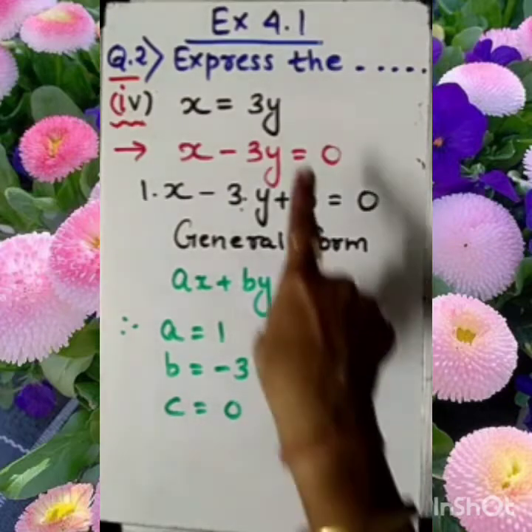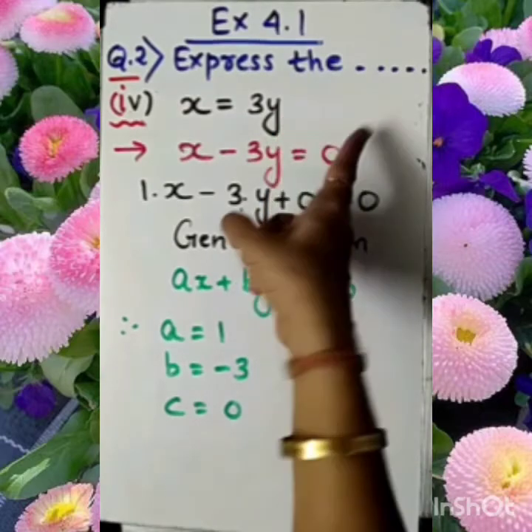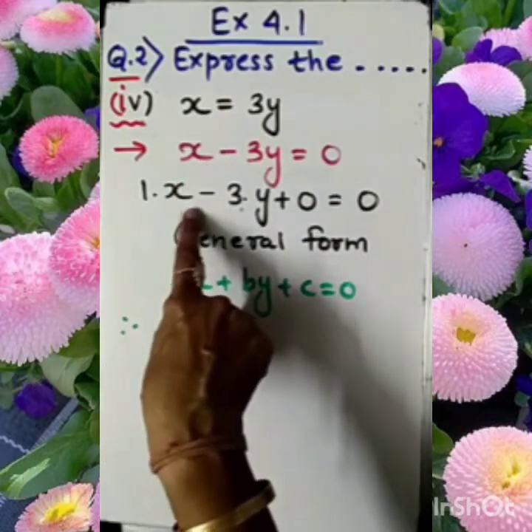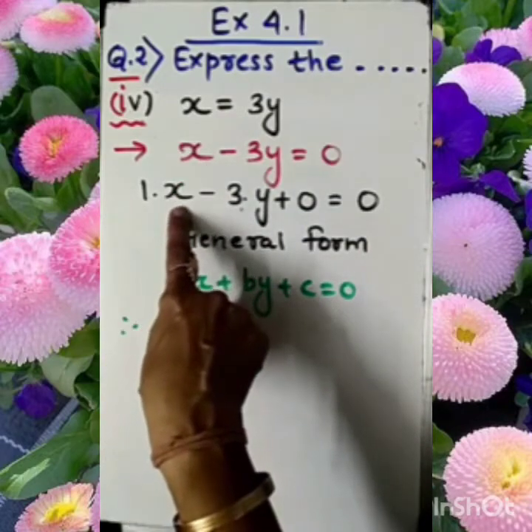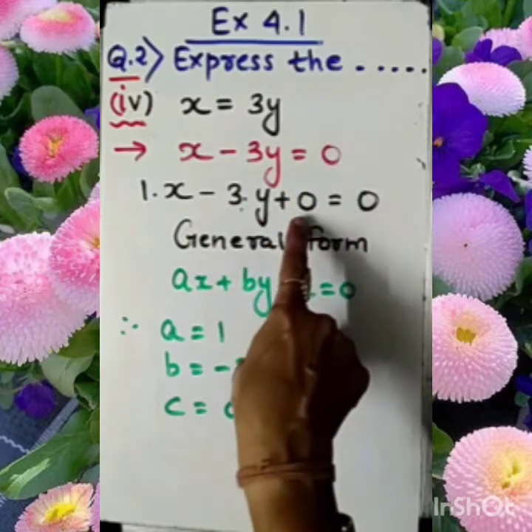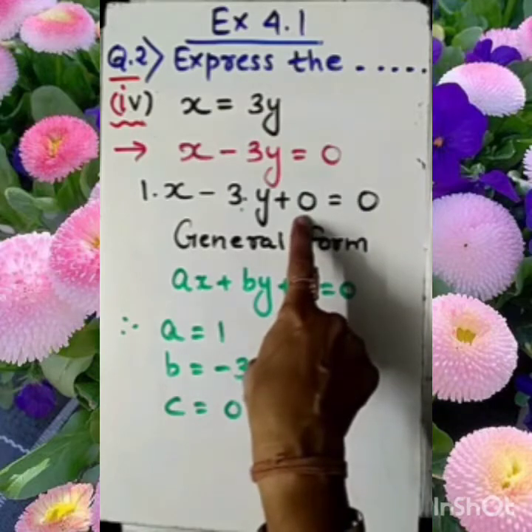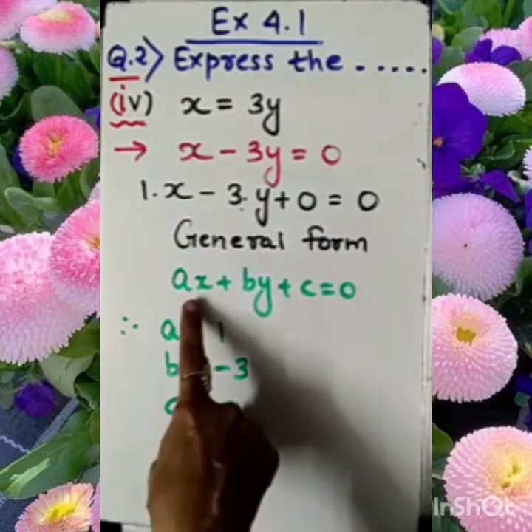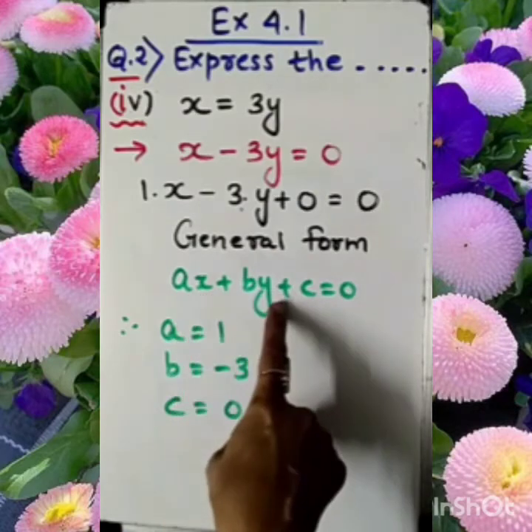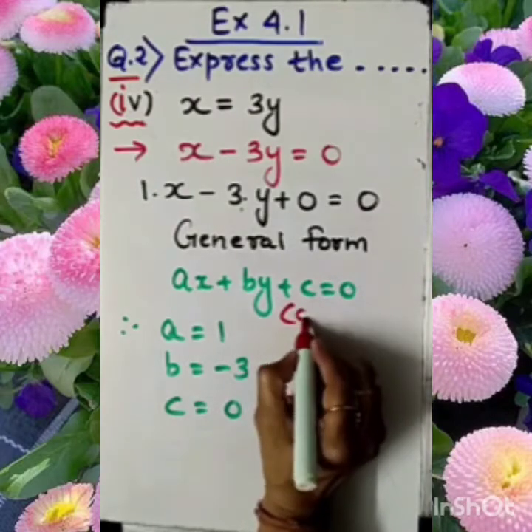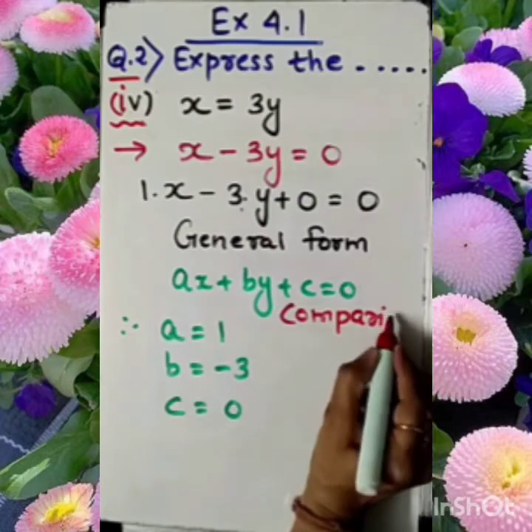First step, bring all the terms in the left side of the equal to. Then, make sure to write them along with their coefficient: 1 into x minus 3 into y. Plus here constant term c not given, so I am adding 0 here. In place of that I am writing 0, that is equal to 0. Now it's easy to write the general form ax plus by plus c equal to 0, and now we are comparing. Here I forgot to mention the word comparing, so please mention here it is comparing.